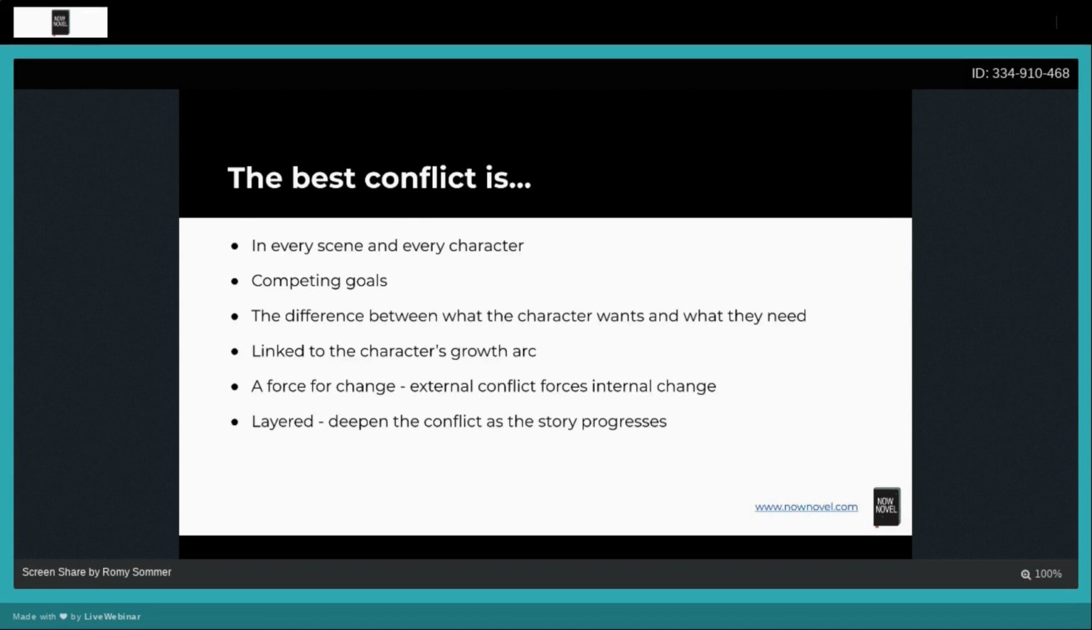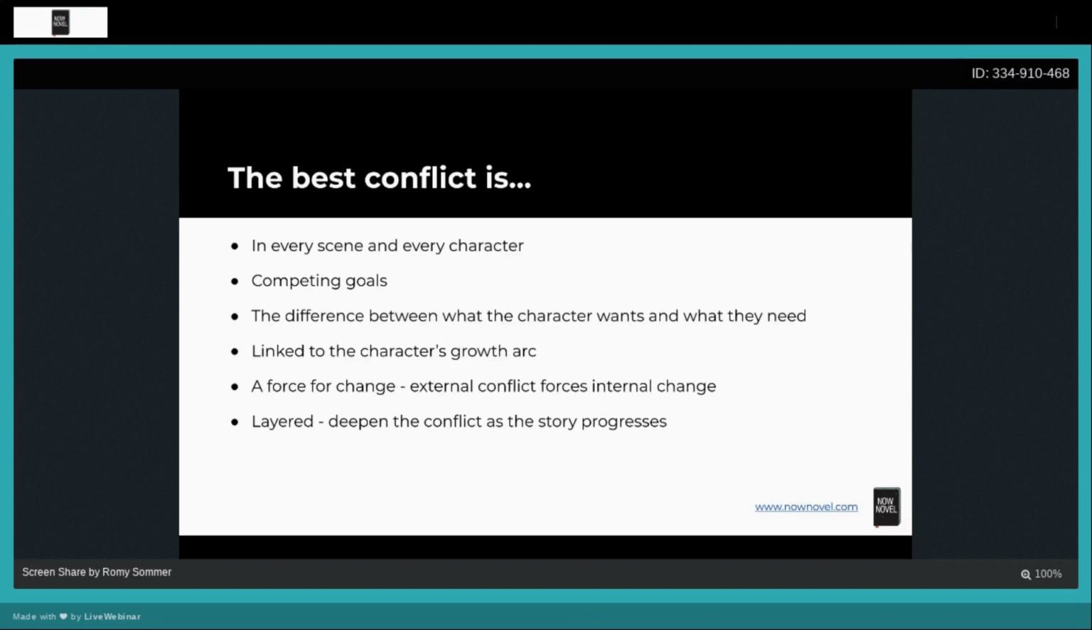The best conflict is layered. So you need to deepen the conflict as the story progresses, especially if you're writing a longer novel. If you're writing a short story or novella, you can give quite large hints about the conflict in the beginning. But if you're writing a full-length novel, you only want to hint at it in the beginning. You want to give the reader a little clue as to what the conflict might be, but you don't want to unravel all of it.